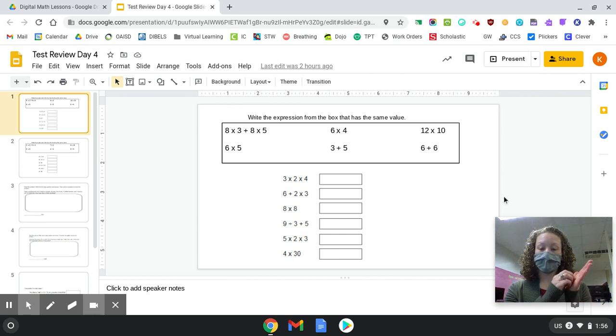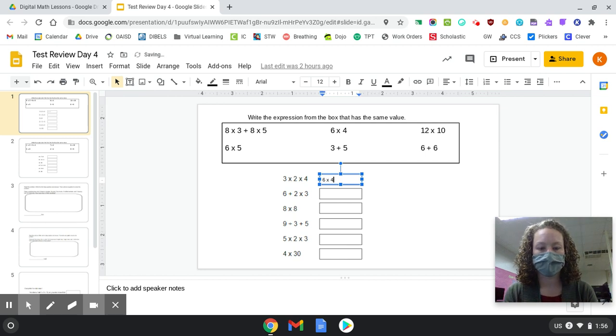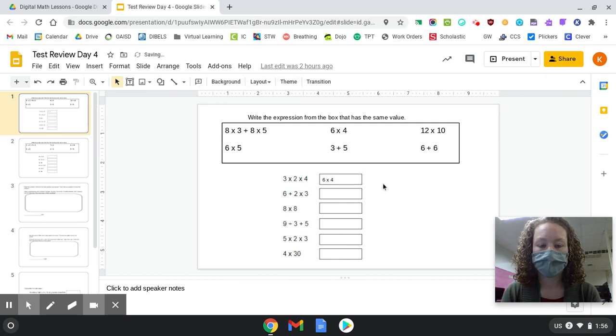This is why I'm saying write all of these down, solve them once, then you'll be able to just quickly look at your list, see which one equaled 24, and type that one into the box. I know that 6 times 4 is 24, so it's going to be this one right here. So into this box here, I'm going to type the expression from the box up top, 6 times 4. Don't put 24. Don't put the answer. Just put the one that matches.